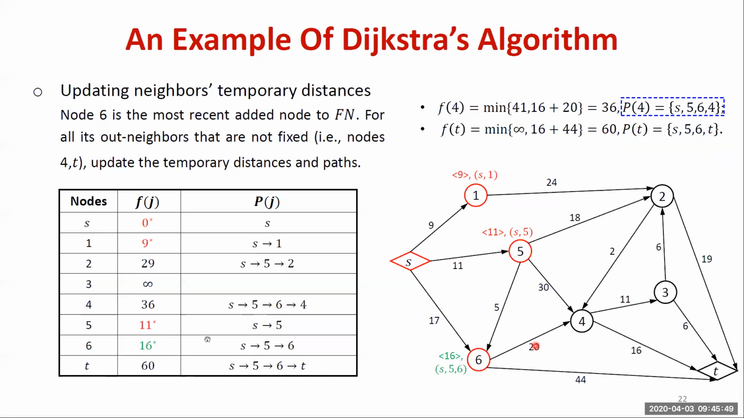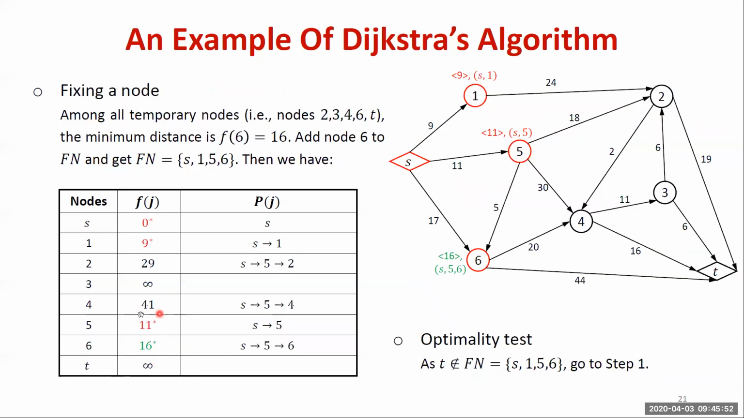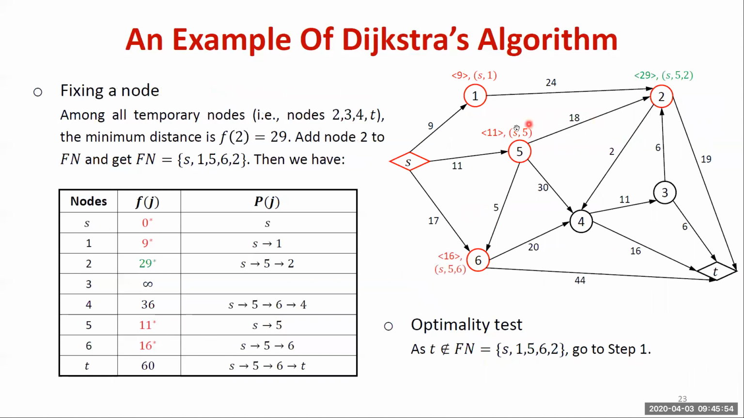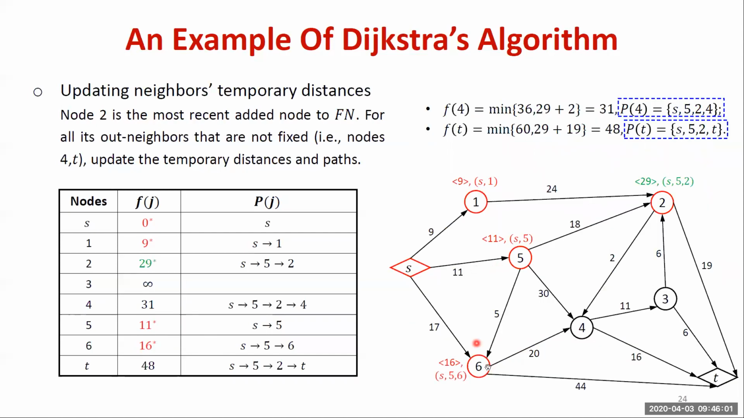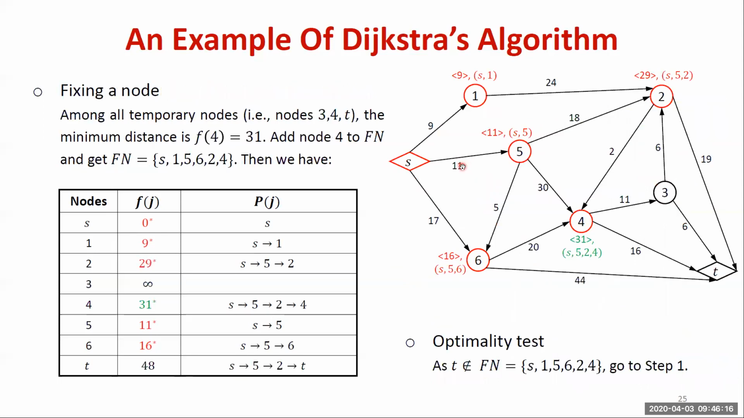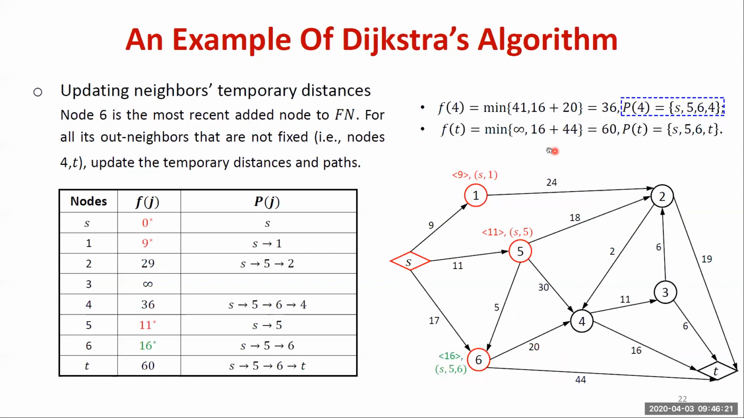For example, again, in the previous iteration, the shortest distance is 41. In the new distance, I'm gonna go to 6 first, and then from 6 to 4. Go to 6, it's gonna cost me 16. And from 6 to 4, it's gonna cost me 20. So the total cost is gonna be 16 plus 20, which is 36. One minute, which slide am I talking about? It's here.